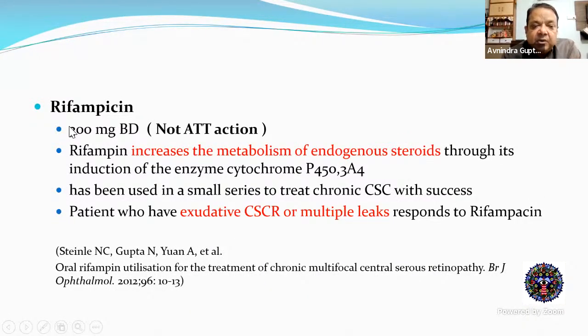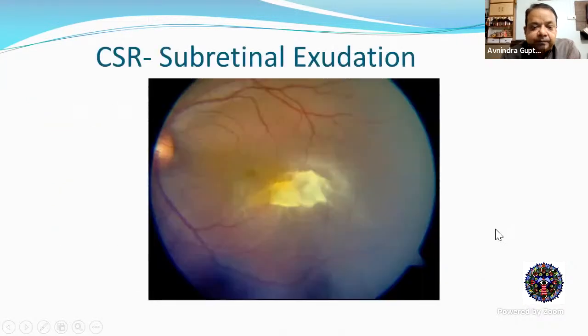Rifampicin is given in the dose of 300 milligram twice a day. Rifampicin increases the metabolism of endogenous steroids through its induction of the enzyme cytochrome. It has been used in small series to treat chronic central serous retinopathy with success. Patients who have exudative central serous retinopathy or multiple leaks respond to rifampicin.